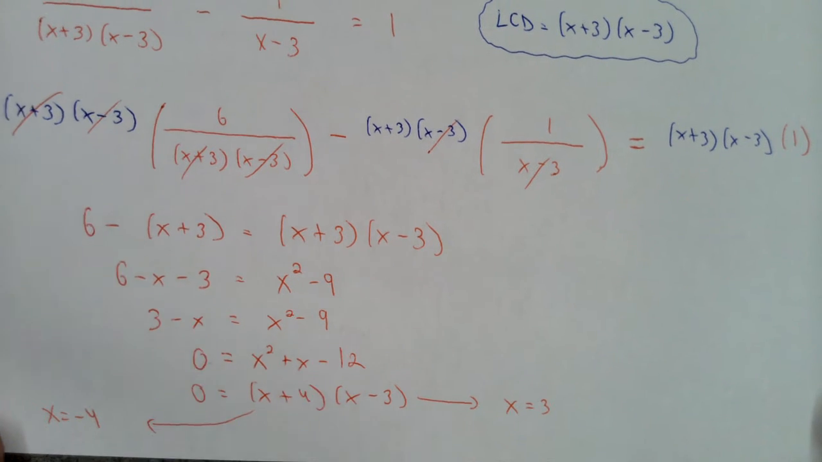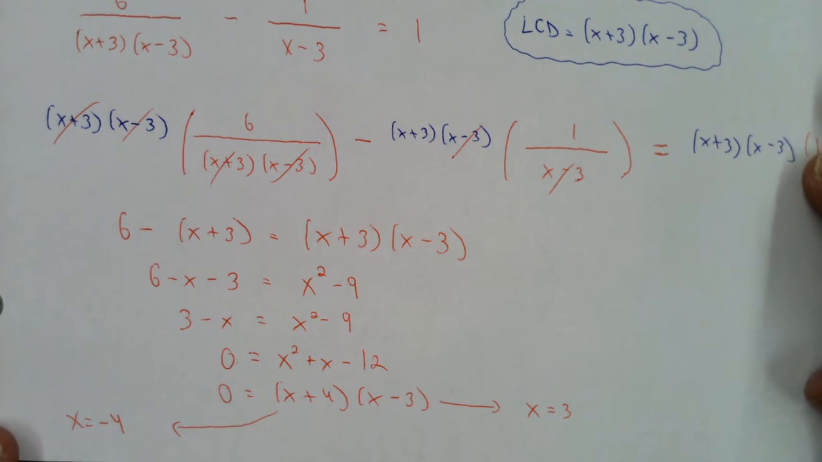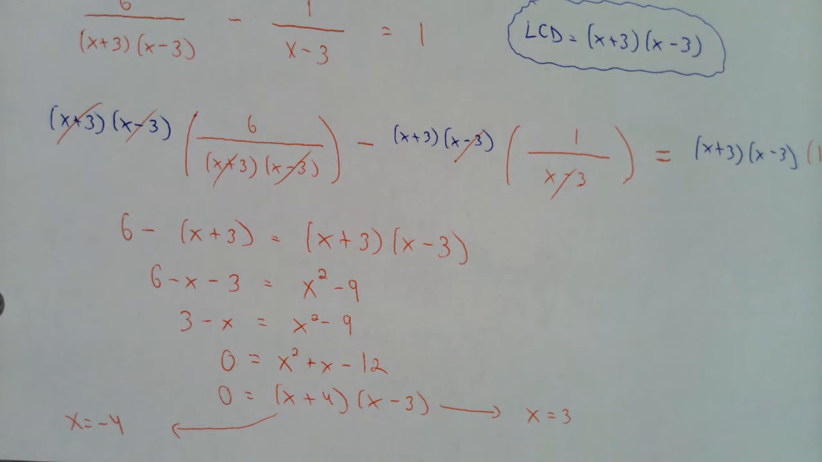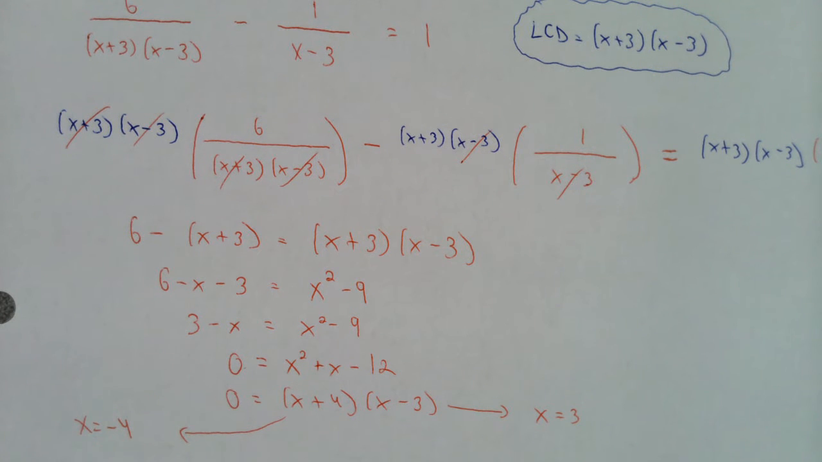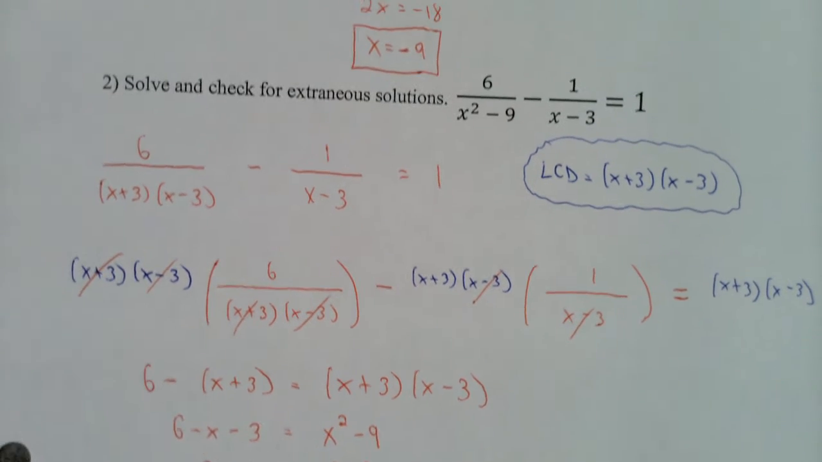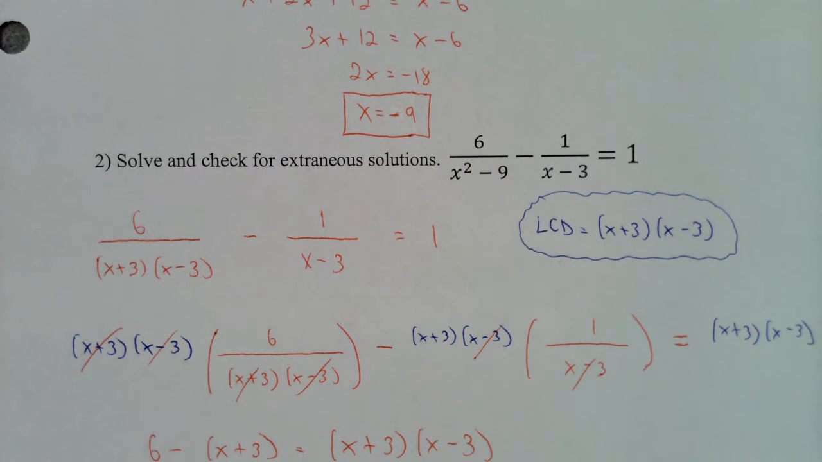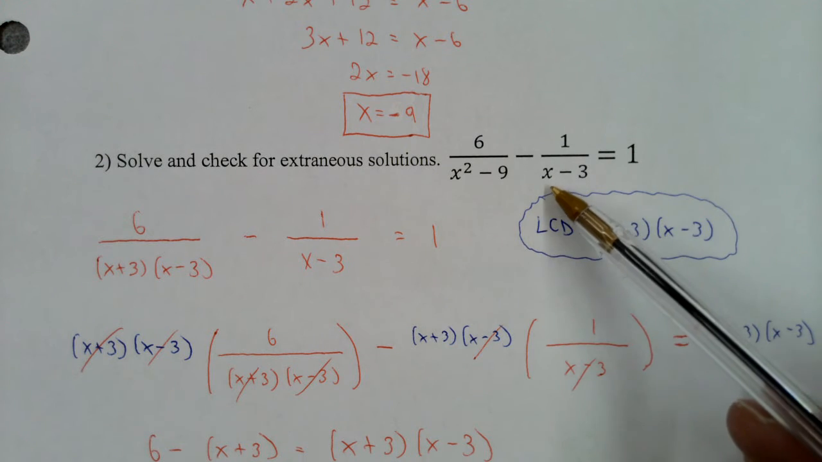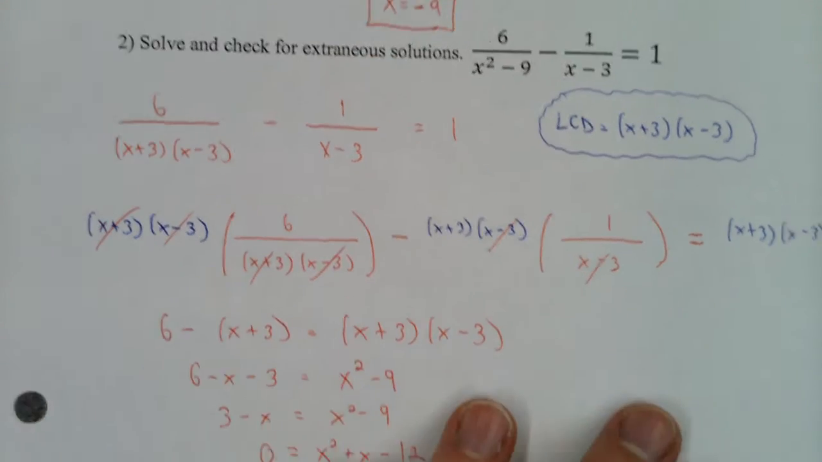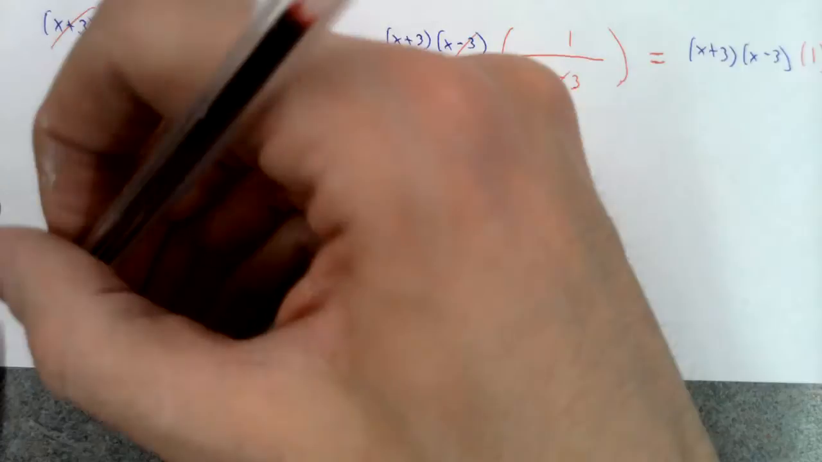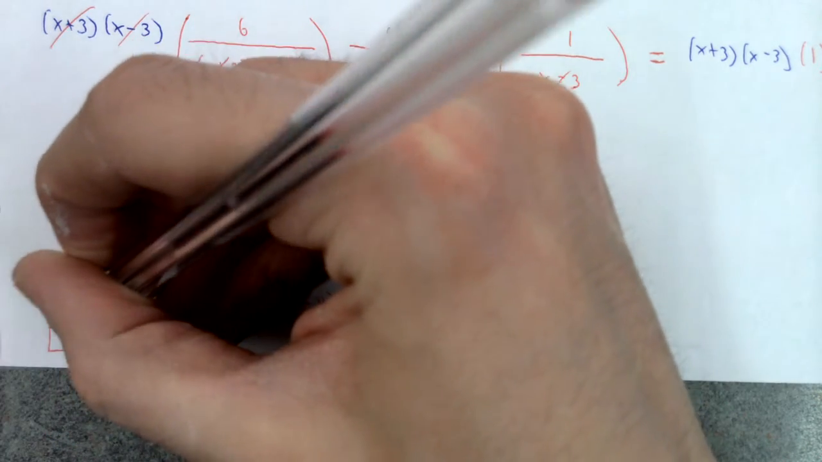You have to check and see if any of them are extraneous solutions. Do either of them make the denominator equal 0? Any denominator. Let's start with negative 4. Negative 4 squared is 16 minus 9. Okay, so that's not 0. Perfect. Negative 4 minus 3 is also not 0, so that one's good. X equals negative 4 works. Let's box that in.